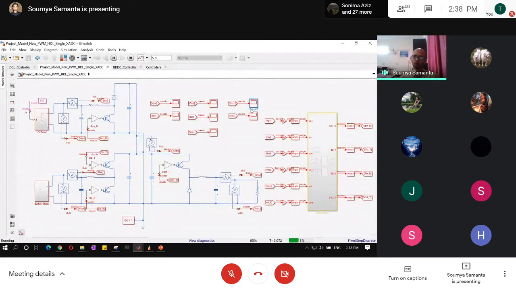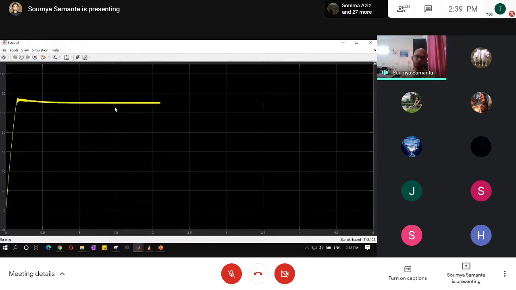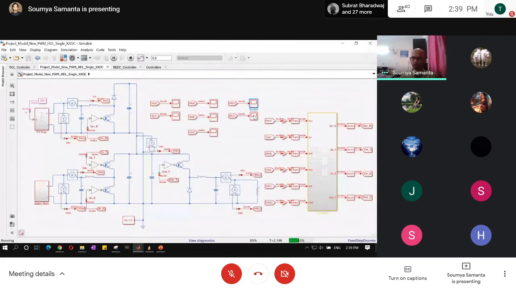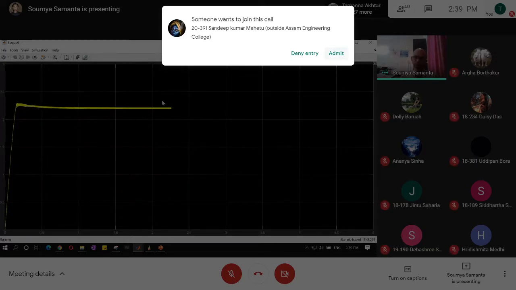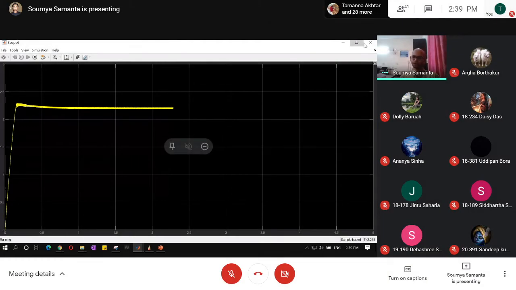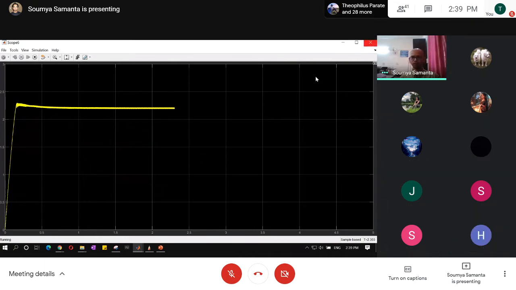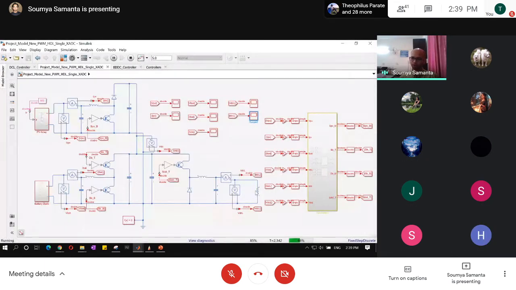And this is the output voltage I have considered at 110 volt. So 110 volt fixed voltage has been maintained. Next, this is the current, according to the load demand: 110 divided by the load resistance gives the current. So these are the simulations we have done.